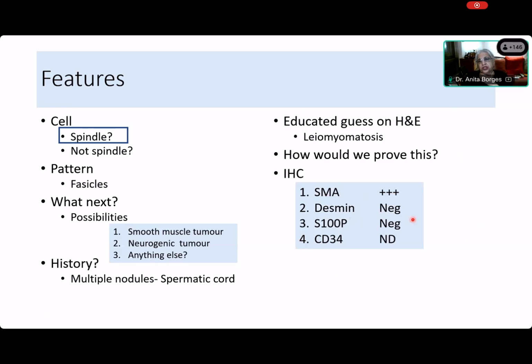SMA was very strongly positive. For some reason, whoever looked at this case did not do a CD34. They did SMA, and the diagnosis was in their minds multiple nodules, leiomyomatosis. So what was the diagnosis that was finally given? The diagnosis made was leiomyomatosis. But that was not the end of the story.